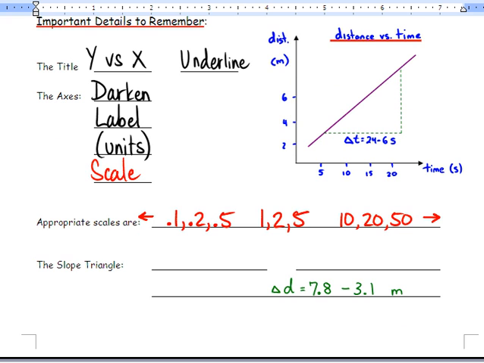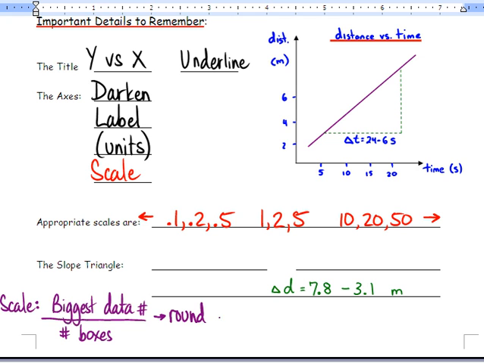So I want to show you a little trick on how we can use our calculator to help us figure out whether we should go to a 1, 2, or 5. So let's scribble this in the bottom. To find your scale, here's what you want to do. Take the biggest data value you have to plot, the biggest data number, and then divide by the number of boxes on that axis. The calculator is going to spit out an answer. We're going to round up.